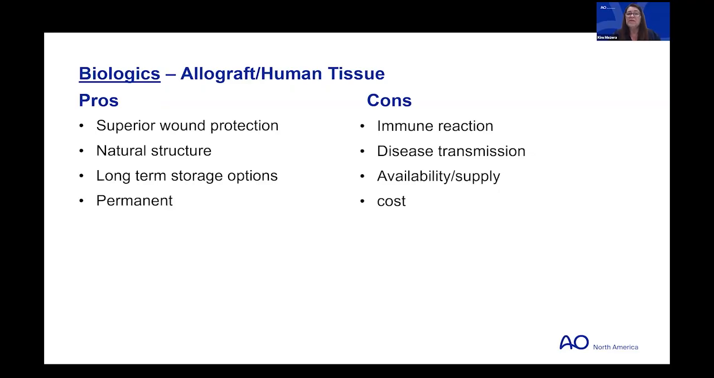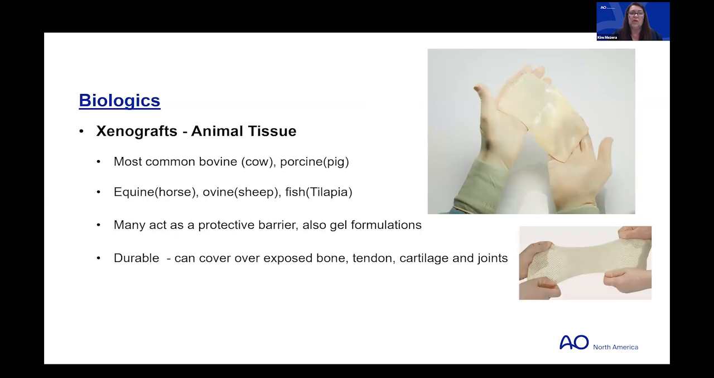The pros of human tissue are, of course, it has great wound protection. It's a natural structure. It can be stored without necessarily, not all of them have to be frozen, so they can be stored on the shelf, and it can be considered a permanent treatment, so you don't have to go back and plan a second stage. The cons are, even though it's processed, it can still have disease transmission because it is human tissue. An immune reaction, again, the availability may not be easy, and the cost may be difficult to deal with.